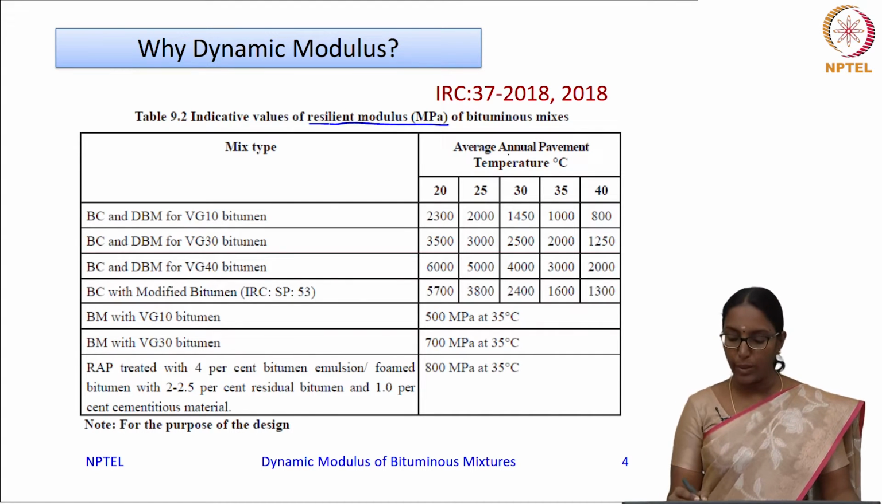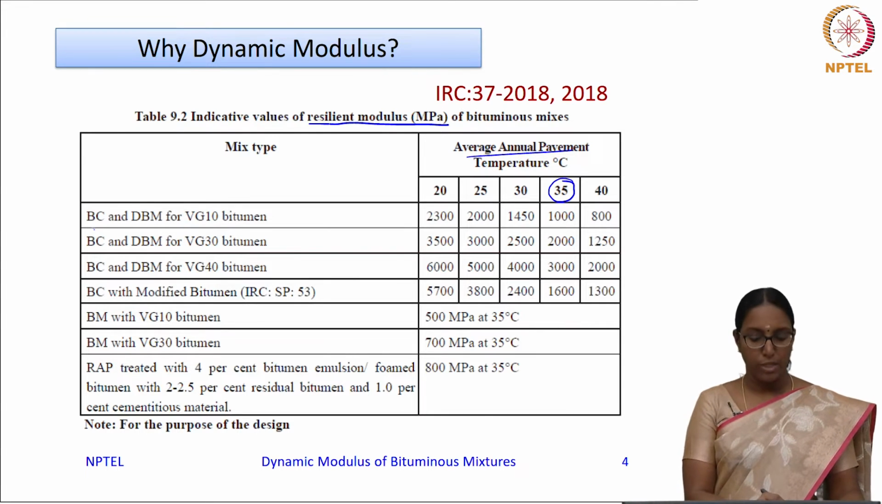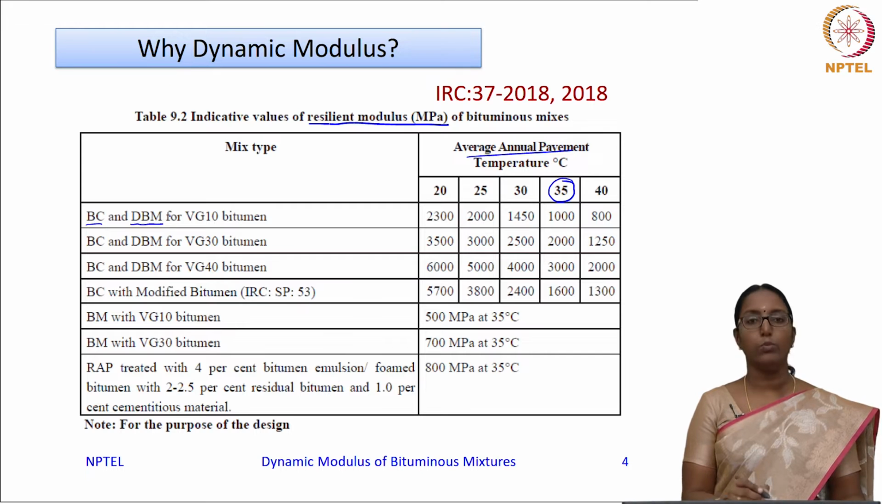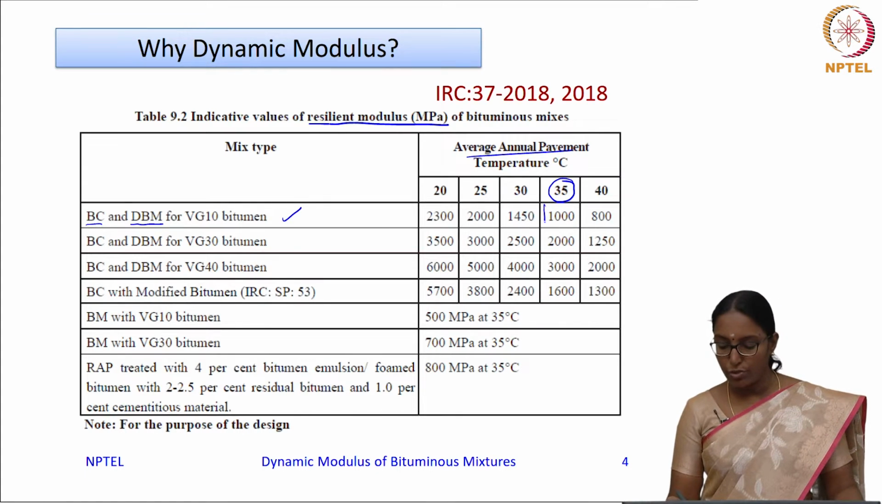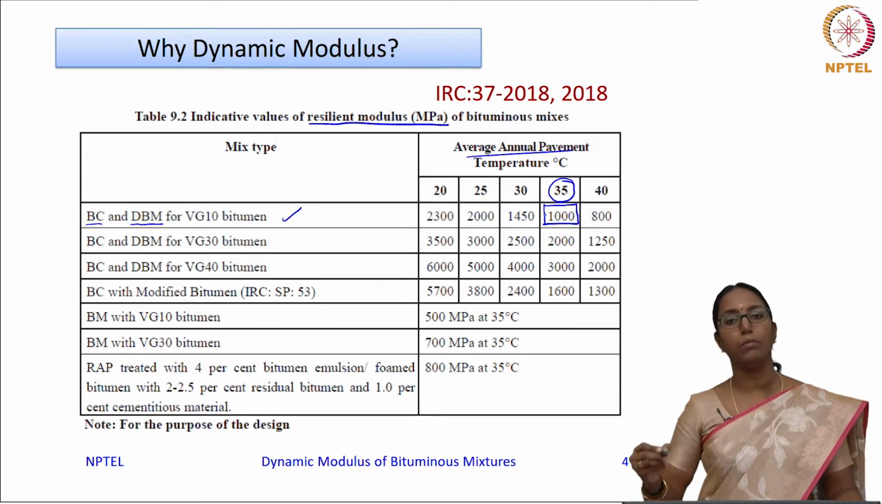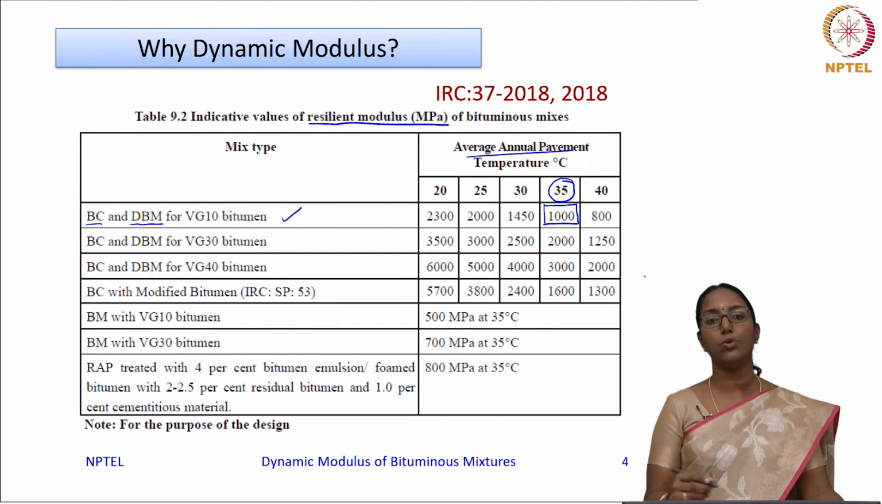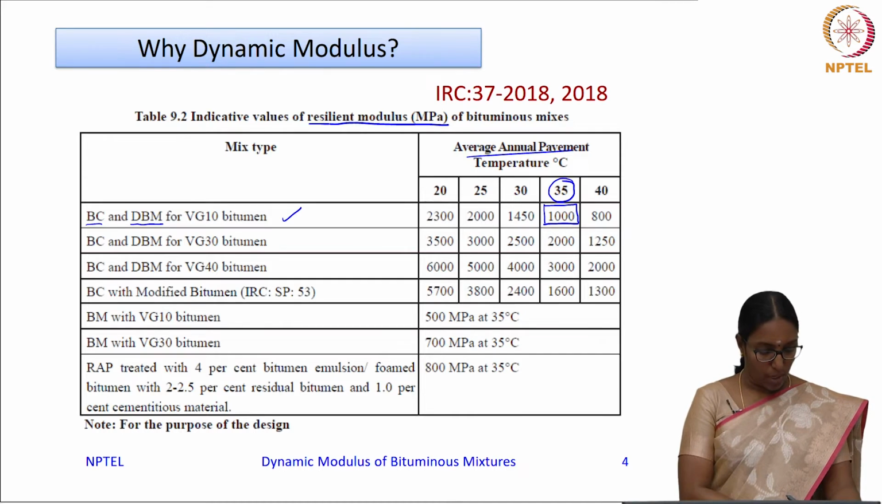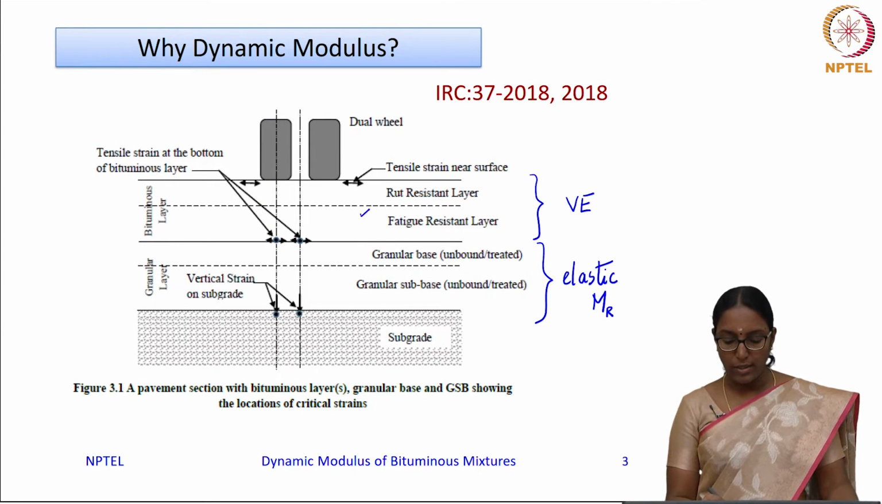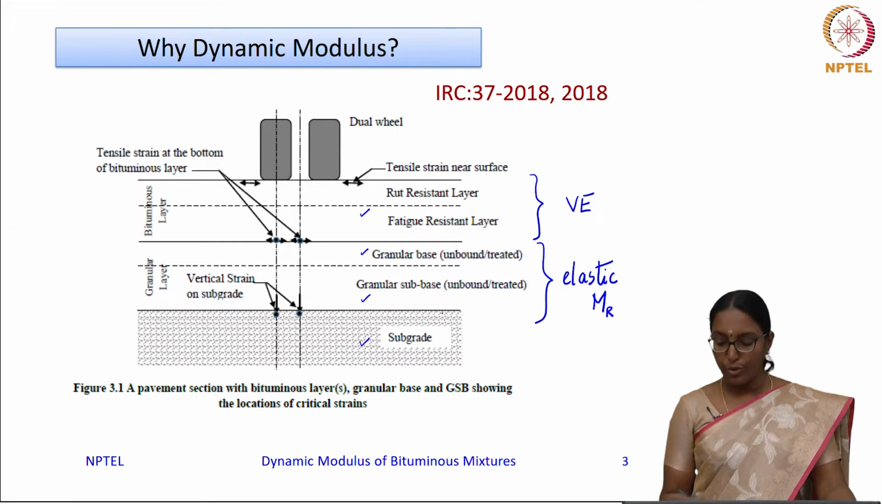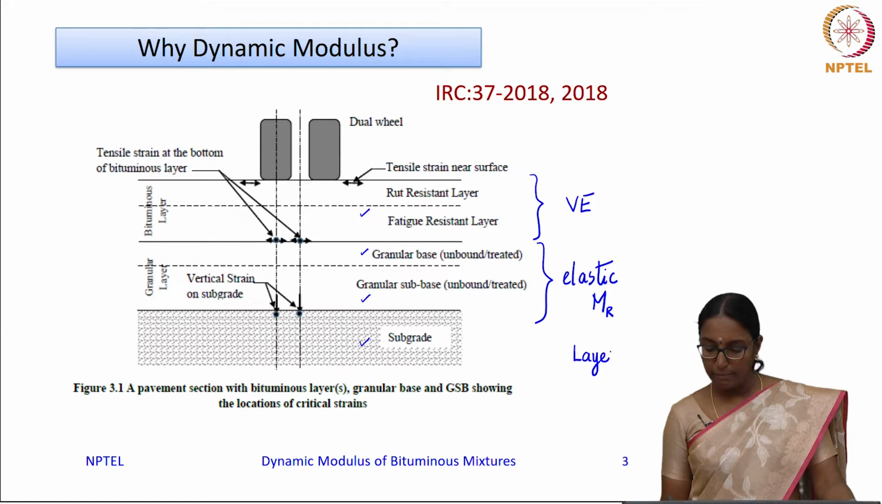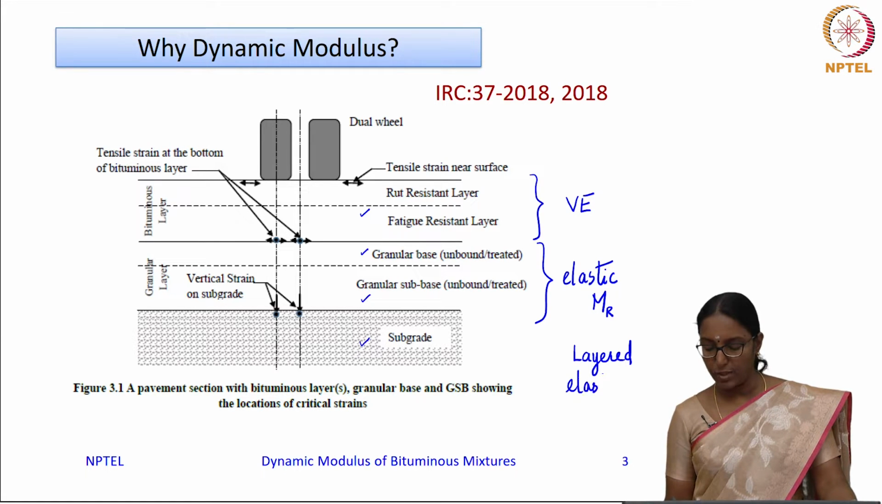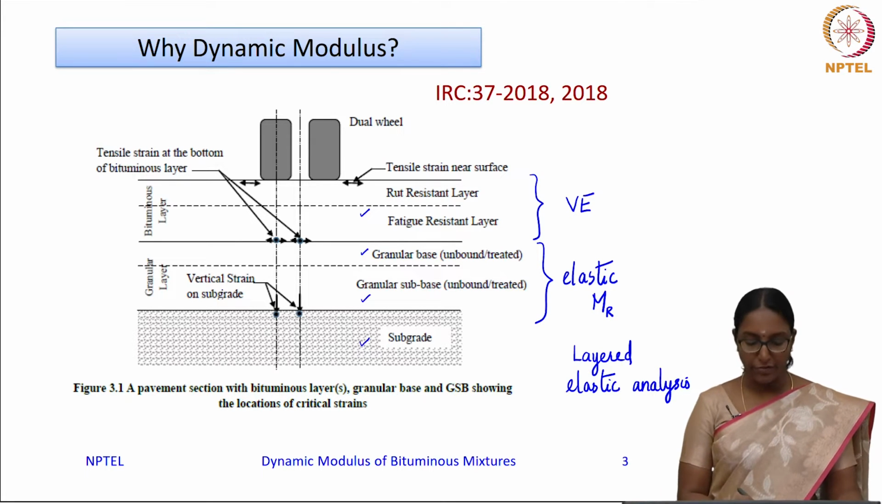But IRC actually suggests you take one modulus value for the analysis of the structure. Say for example, your annual average pavement temperature is in the range of say 35 and you are using bituminous concrete and a dense bituminous macadam with VG10 bitumen, then you have to choose 1000 MPa as your resilient modulus that goes into the analysis of the structure. So how it is done is that you use the modulus value here and the respective modulus value for the granular materials and the subgrade, and you do a layered elastic analysis of the structure. And you will identify the critical strains.